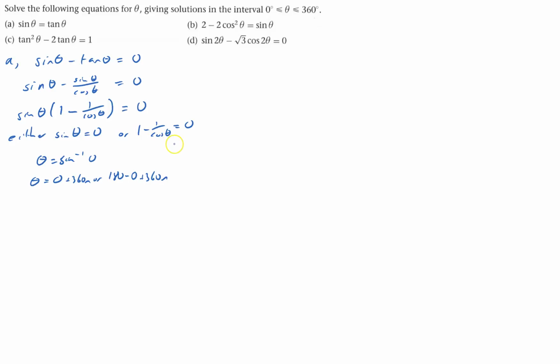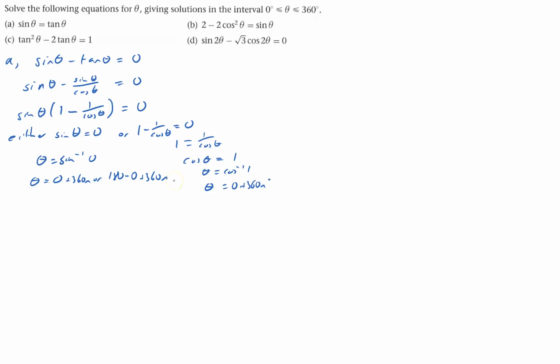Or this one here, I get 1 equals 1 over cos theta. So cos theta equals 1, timesing both sides by cos theta. So theta equals cos to the minus 1 of 1. And so theta equals 0, or indeed minus 0, plus 360n degrees.